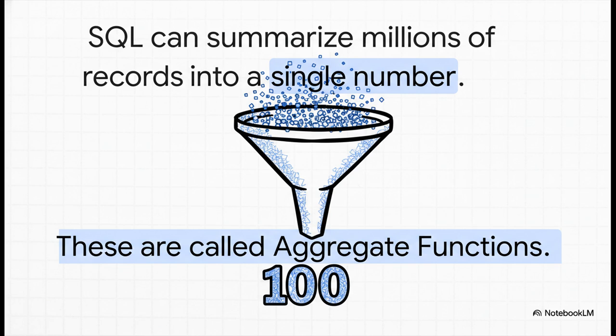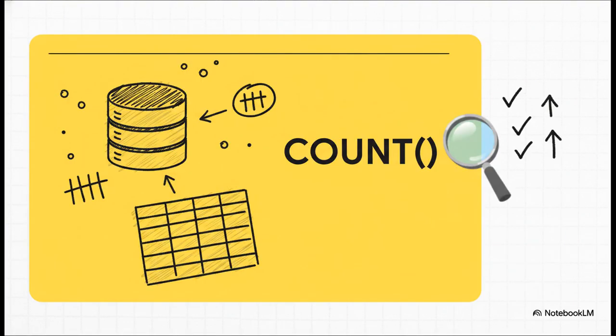But what if you don't want to see every single record, right? What if you've got millions of rows of data and you just want the big picture? For that, SQL has these awesome tools called aggregate functions. One of the most common ones you'll see is called count. It's so simple, but it's incredibly powerful. It does just one thing. It counts how many rows in a table match what you're looking for.